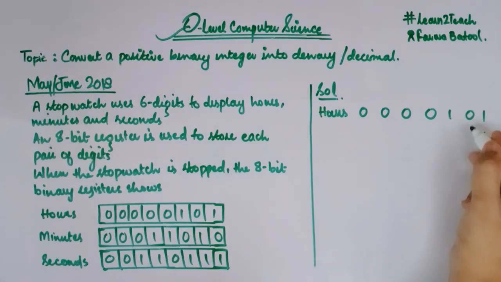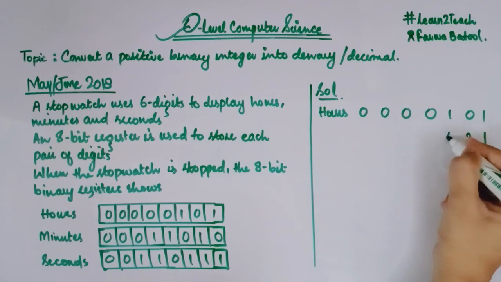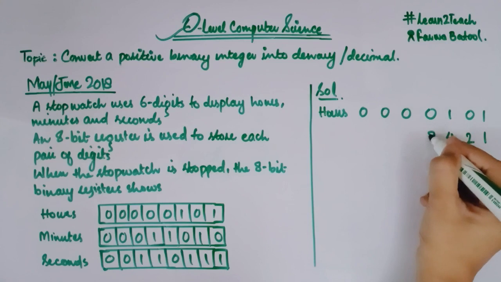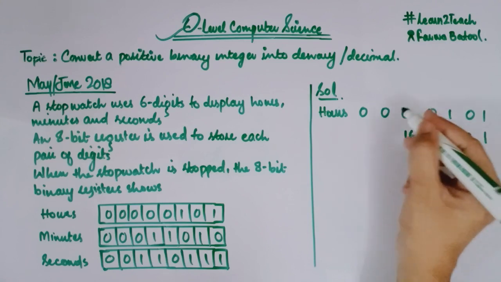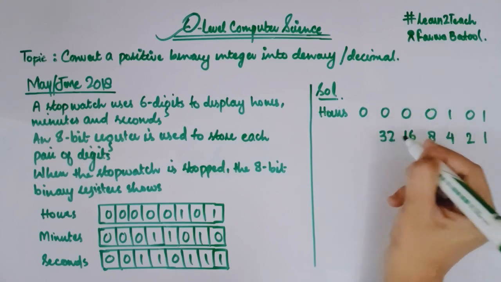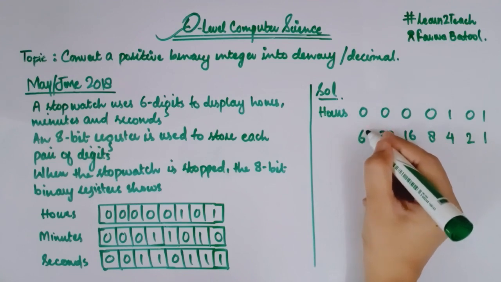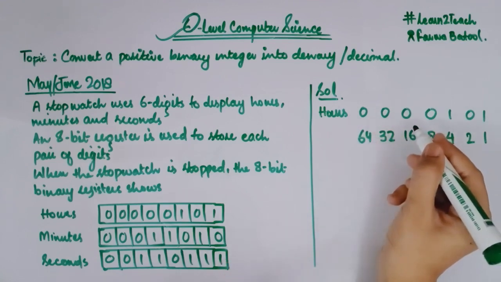Then I have 2 over 2 raised to the power 1 is 2. Then I have 4. Below this I have 8. Then I have 16. Then I have 32. Then I have 64. Okay, why is 1 remaining?